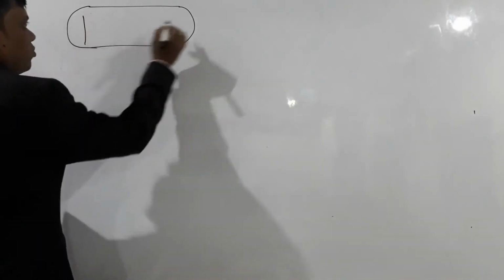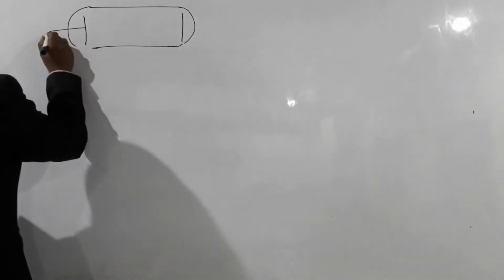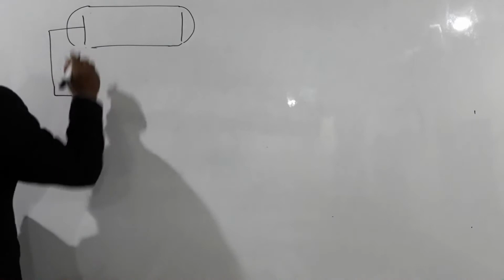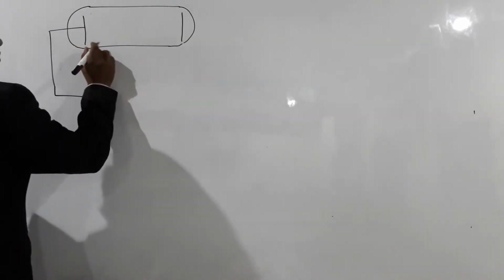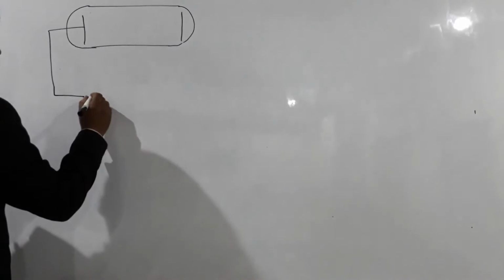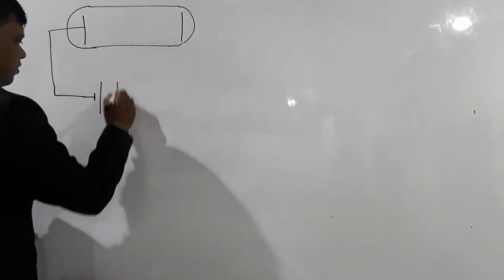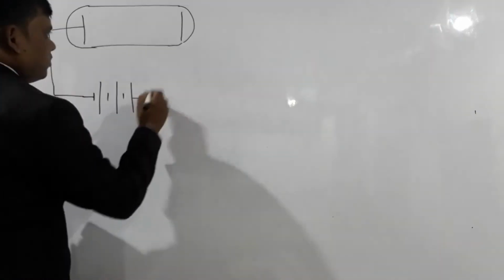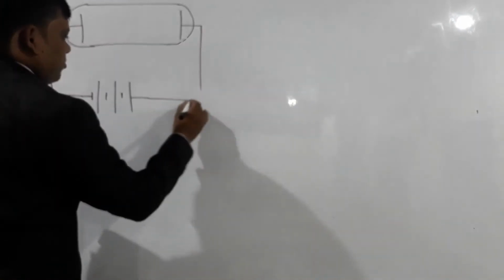The photoelectric effect is the concept for which Einstein was awarded the Nobel Prize. In this experiment, there is a discharge tube. There are two electrodes at the two ends of the discharge tube. This electrode is connected to the negative terminal of the battery, and this electrode is connected to the positive terminal of the battery.